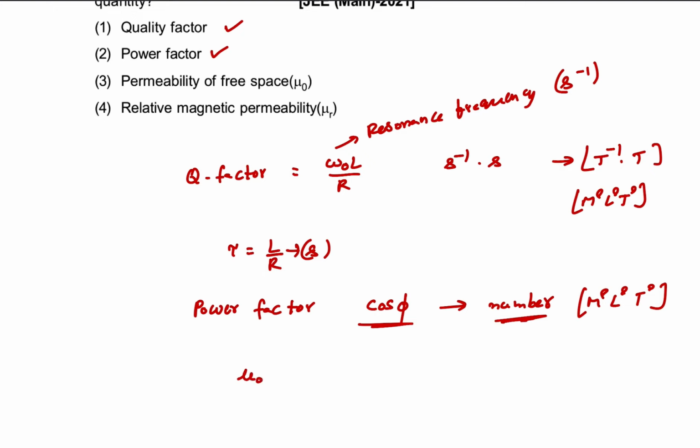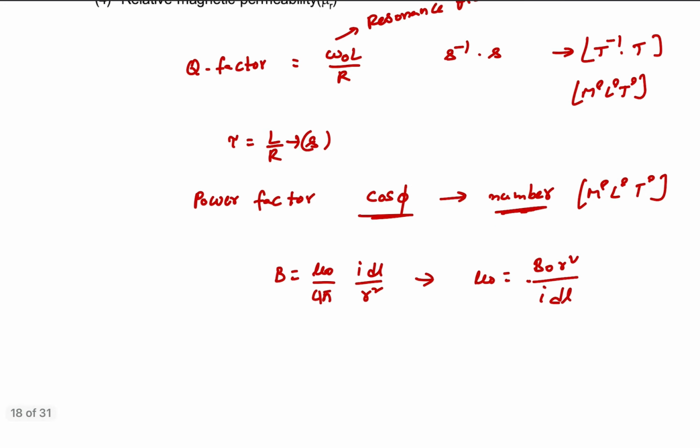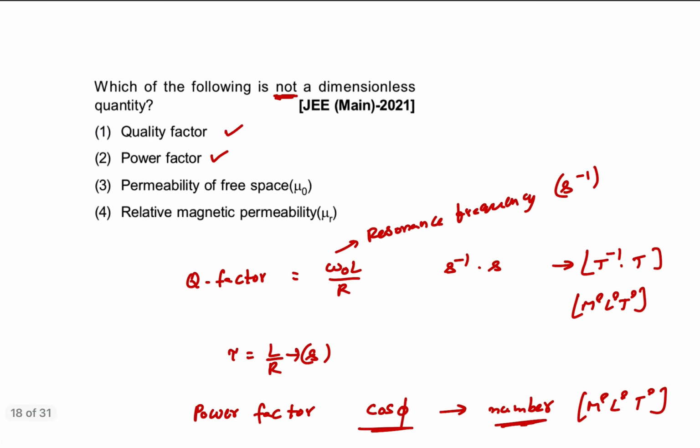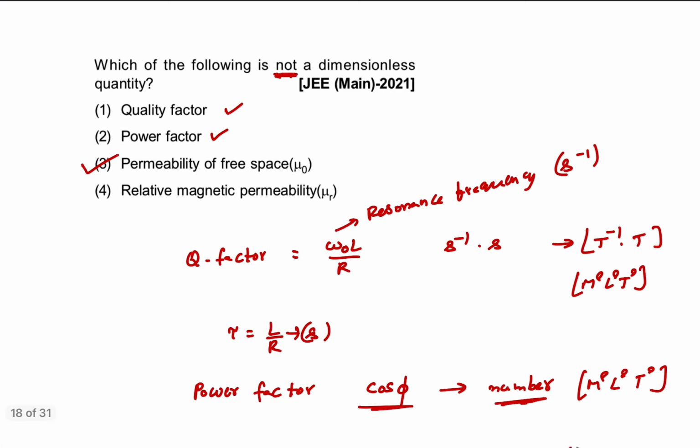Permeability in free space. Just now earlier I have given B is equal to mu naught by 4 pi into I dl divided by R square. So from this you can write the dimension of mu naught in terms of B, R square divided by I into dl. It is having dimensions, and we have proved that it is having some dimensions. So what they are asking is which is not a dimensionless quantity. So the third option is the correct option.